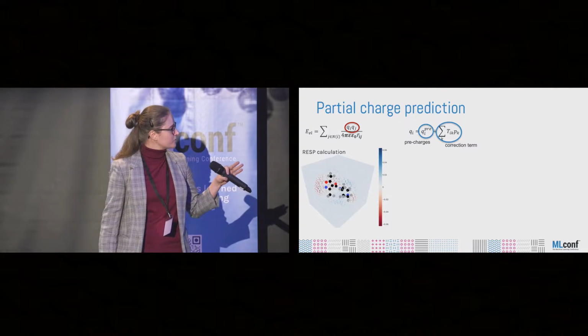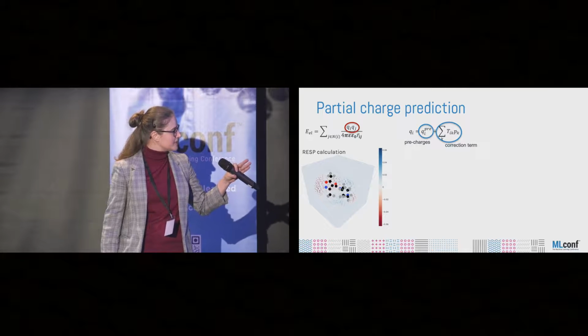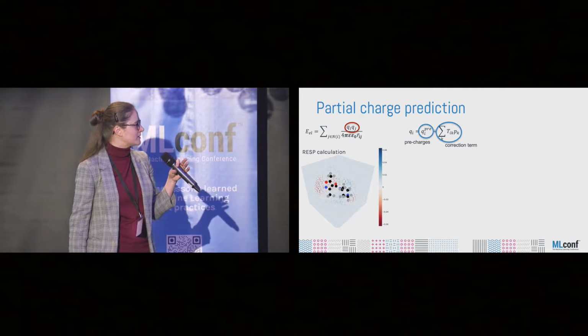So the correction term consists of all these partial charges that get the distortion, basically, of the charge of every atom.